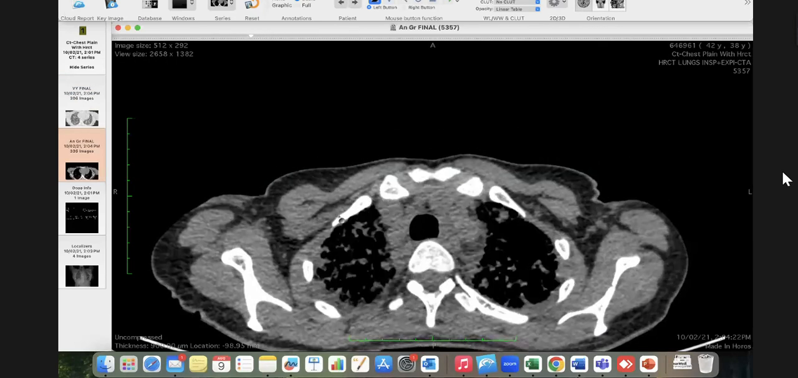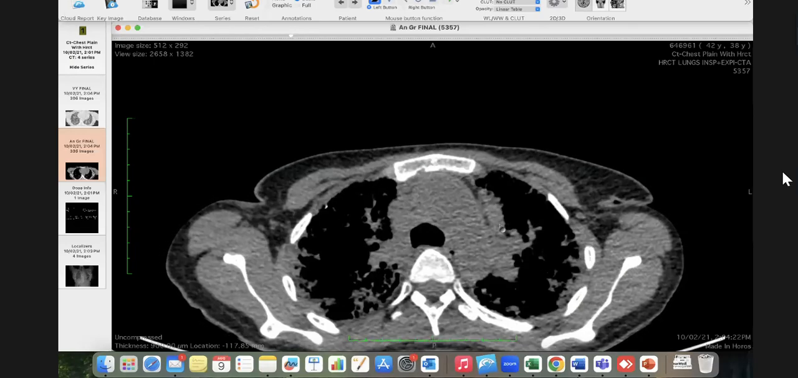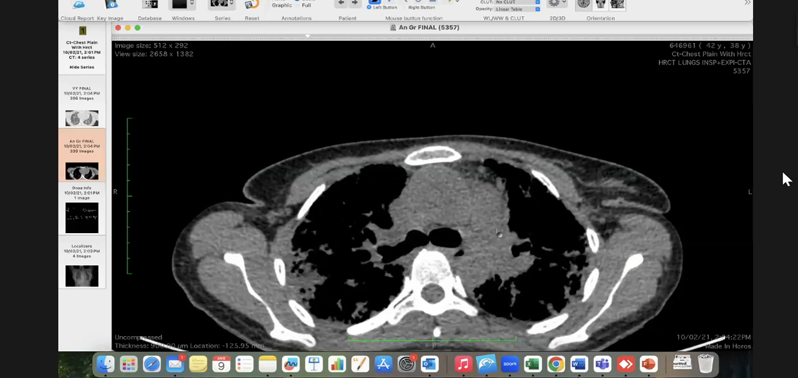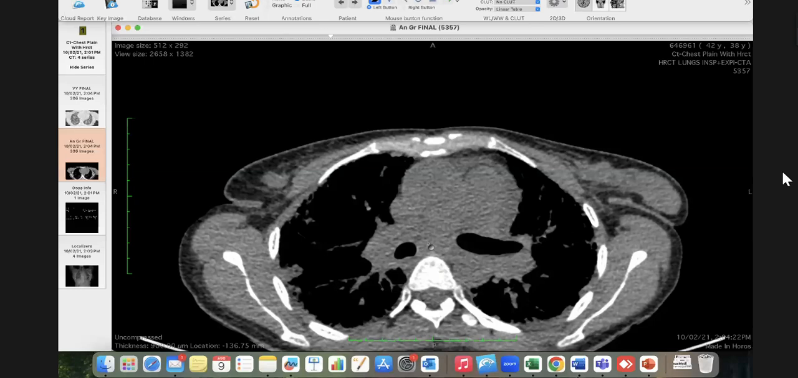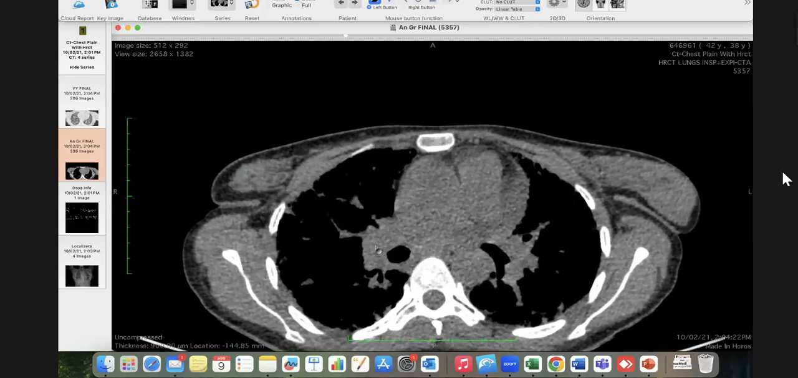I mean, this is not really the usual ILD I'm seeing. Then I do spot that, okay, it's not a contrast scan, but what is this? This is a lymph node. There are more lymph nodes here, and there are lymph nodes here as well. Everywhere there are lots of lymph nodes.